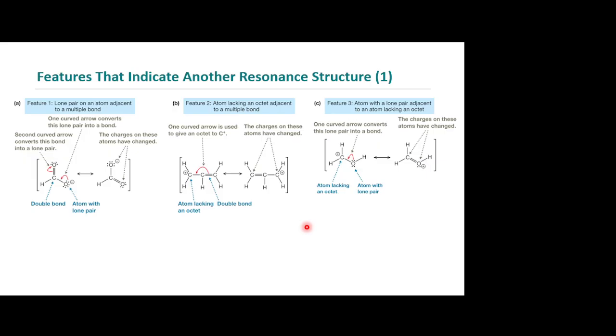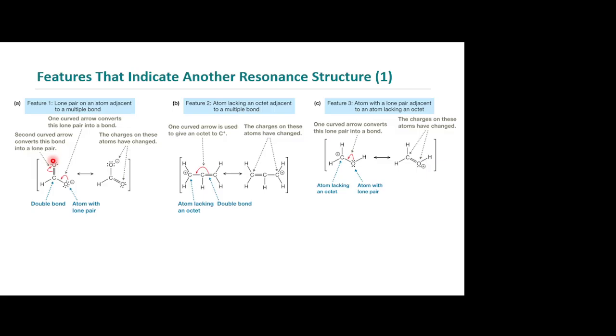So let's talk about some of the features that indicate another resonance structure. Feature 1, a lone pair on an atom adjacent to a multiple bond. That one you've seen quite a few times now, right? We have a lone pair here. It's right next to a double bond. And so that indicates that you're going to be playing billiards, doesn't it? You're going to have an electron going over, making a bond, and that's going to make a negative charge over there. Like that.